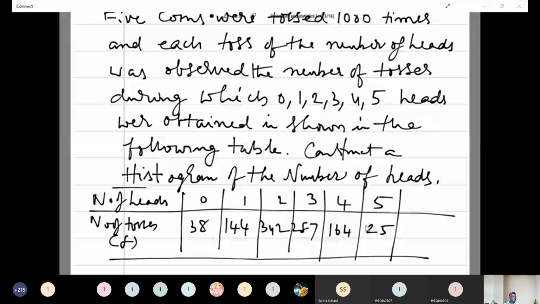With this, the simple problems related to the histogram are over, and in the next class we move into the next topic, known as measures of central tendency.